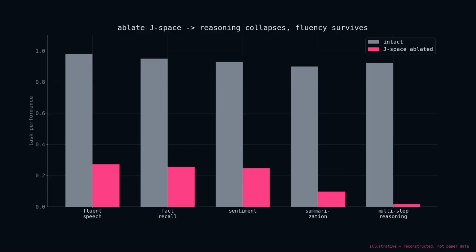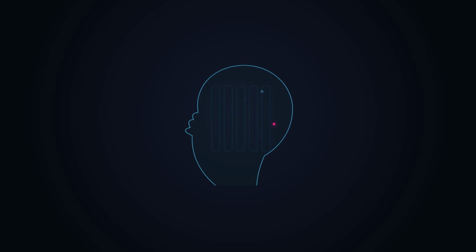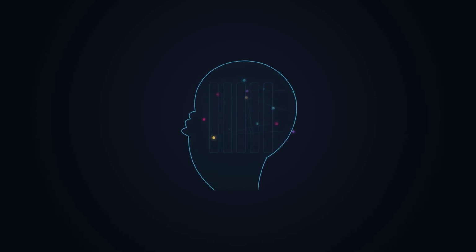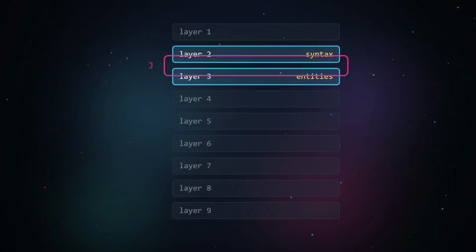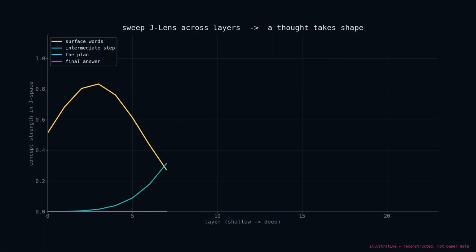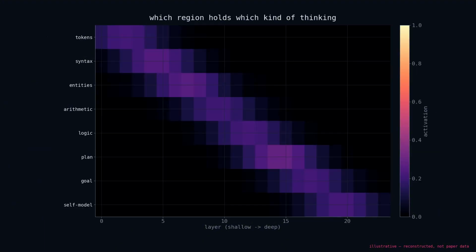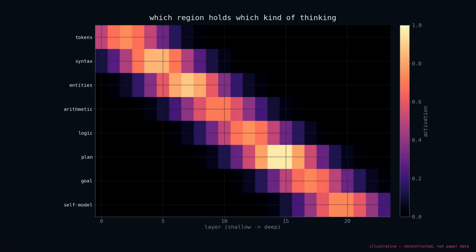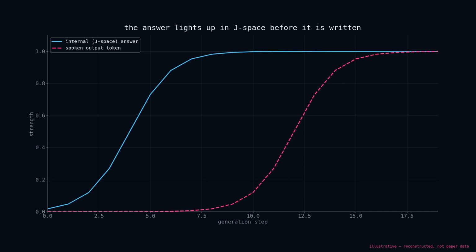Ablate it and fluent speech survives, but multi-step reasoning collapses. Point that lens inward and you can drift through the model's mind as thoughts light up. But the real power is where you point it. Sweep the lens across the model's layers and you can watch a thought take shape. Early regions hold the surface words, deeper regions hold the plan. On a multi-step problem, the answer lights up inside J-space long before the model writes it.